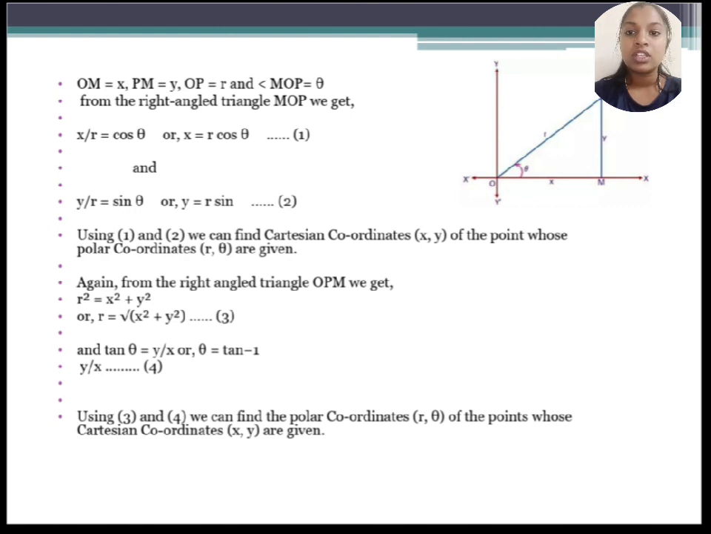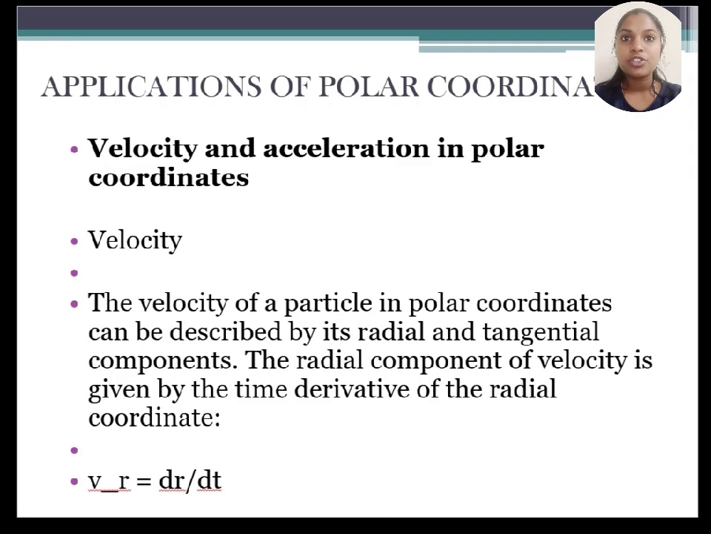Using equations 3 and 4, we can find the polar coordinates r comma theta of the point whose Cartesian coordinates x comma y are given. These are the theorems of relation between Cartesian and polar coordinates. And the next is applications of polar coordinates. There are two types, velocity and acceleration in polar coordinates.